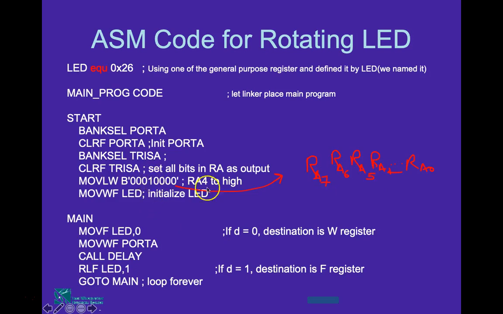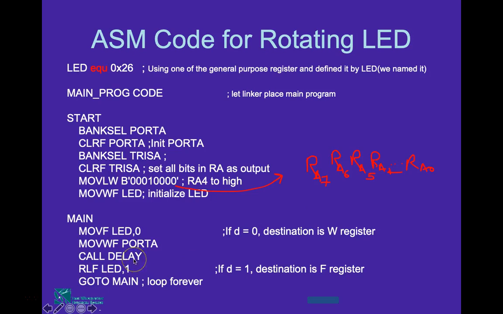We have set this bit, which means RA4 we have set. So during these two steps, what is happening is that you're moving this content to port A, and when you move this content to port A, this is going to turn on this LED. RA4 is going to be turned on. And then when it is turned on, we have called for delay because we want it to be turned on for some time.